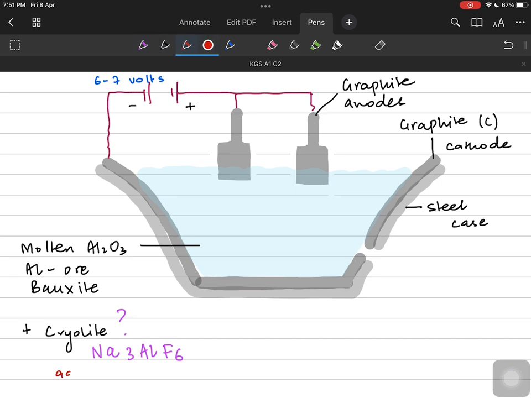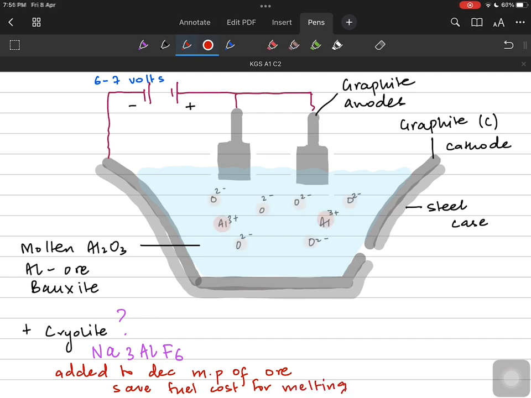Why do we add it over here? Because it's added to decrease the melting point of the aluminium oxide or the ore. Otherwise you would need to reach a very high temperature, and that is going to cost you for the fuels. So you save the fuel cost by reducing the melting point.